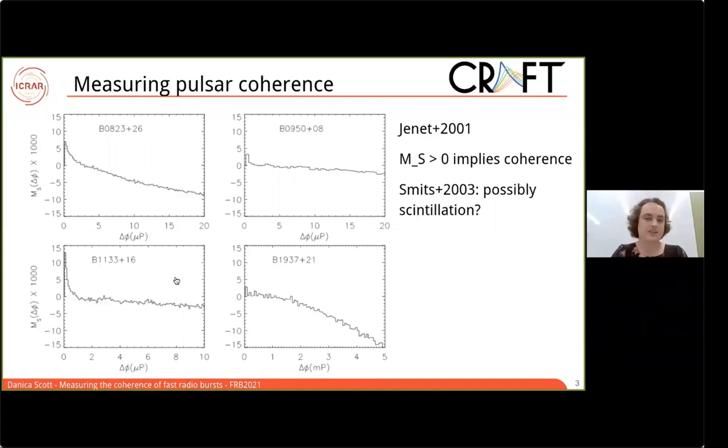Smits et al. in 2003 said that this might be scintillation. So this is a bit of a question mark, because scintillation can also produce a value greater than 0. But the principle is there that you use the statistics of the emission in order to learn something about the coherence of the emission mechanism.